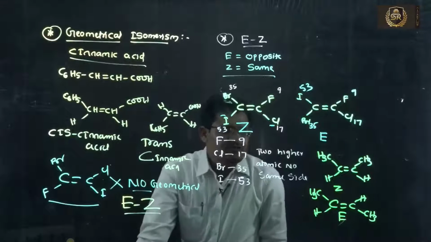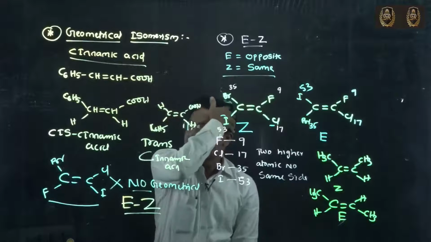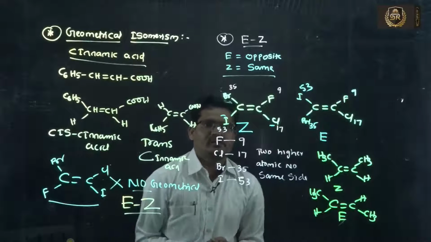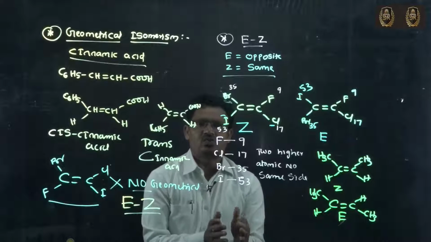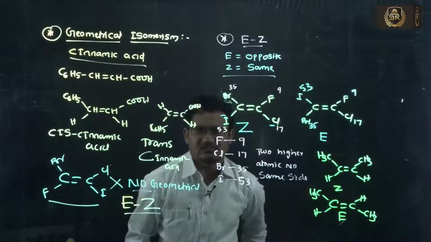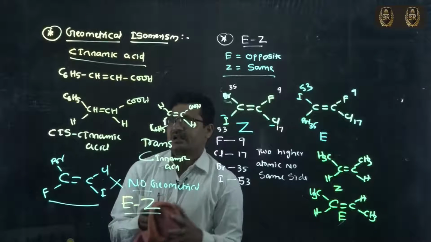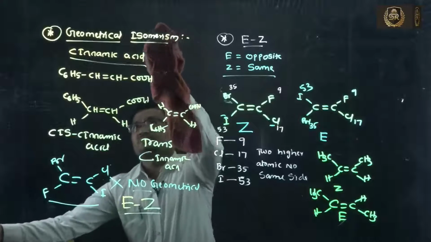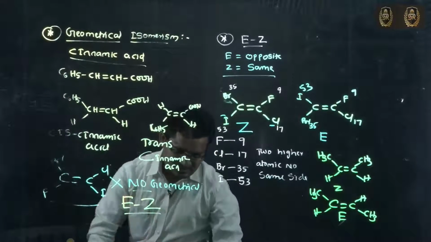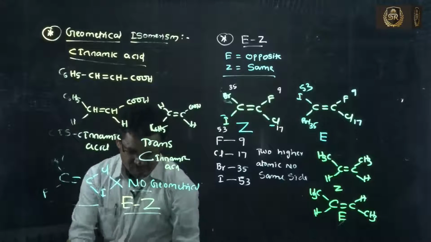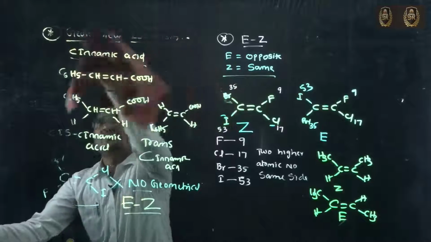Next one, number of geometrical isomers in polyenes. Geometrical isomerism is nothing but cis-trans isomerism. Cis means the two identical groups are on the same side, and trans means the two identical groups are on different sides. So this is one of the geometrical isomerisms. After this, number of geometrical isomers in polyenes.